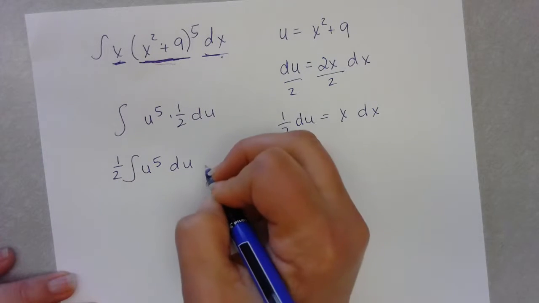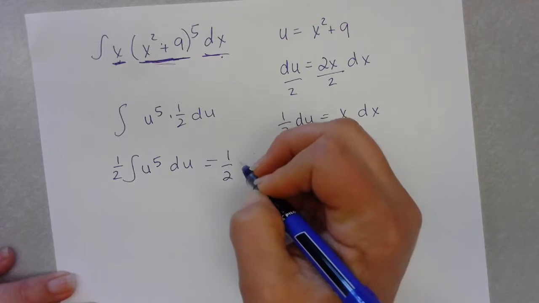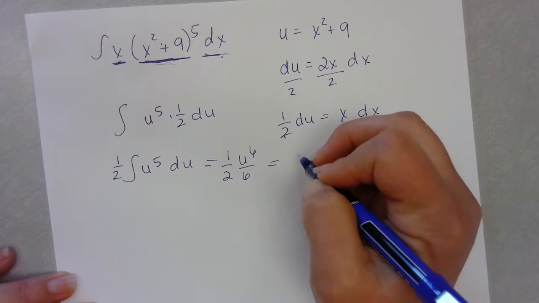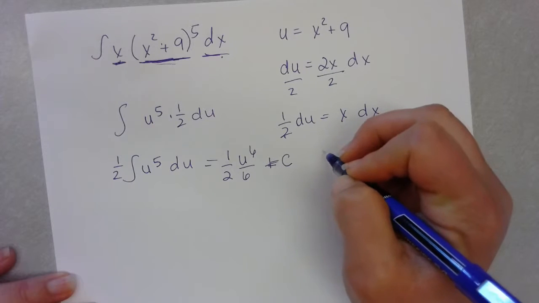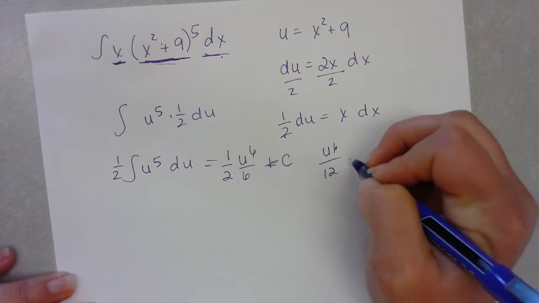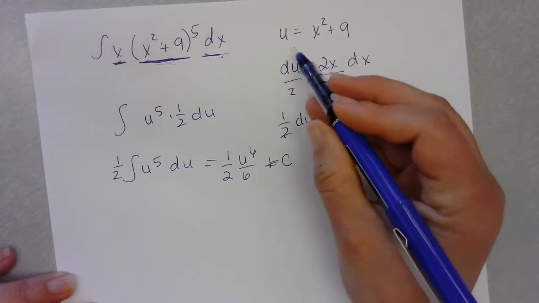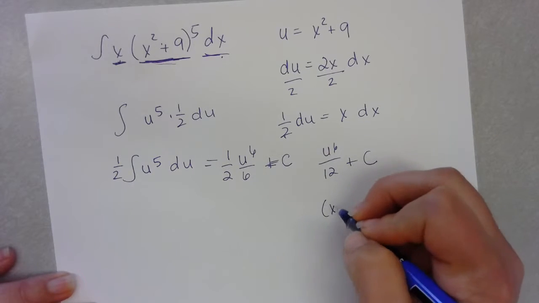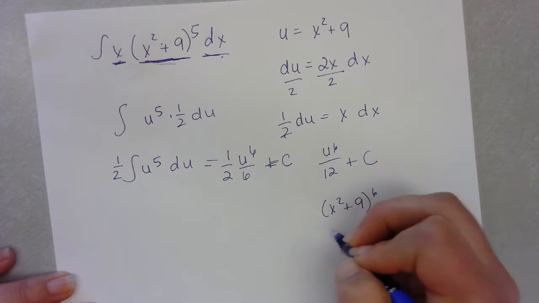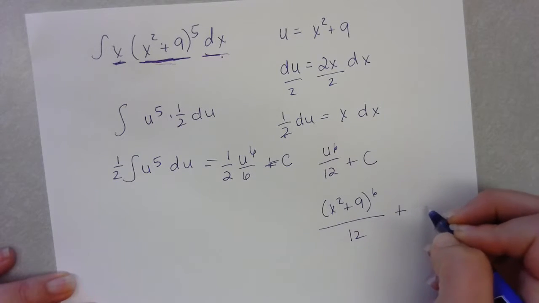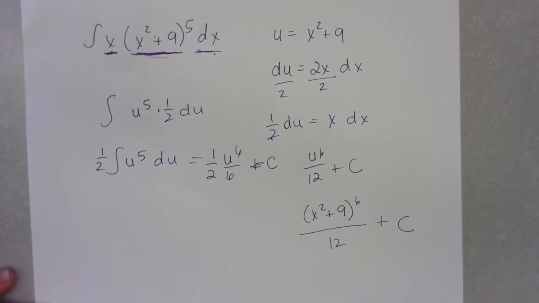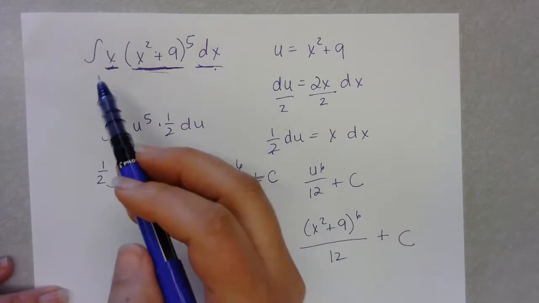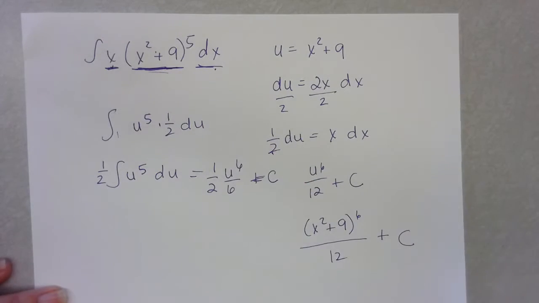And so now I can just use my power rule, which says I have a half u to the 6th over 6, which is going to give me u to the 6th over 12 plus c, and my u was this to begin with. So I end up with x squared plus 9 to the 6th over 12 plus c. Okay, so my u is always inside of something else, and then my du kind of takes away this other complicating stuff.